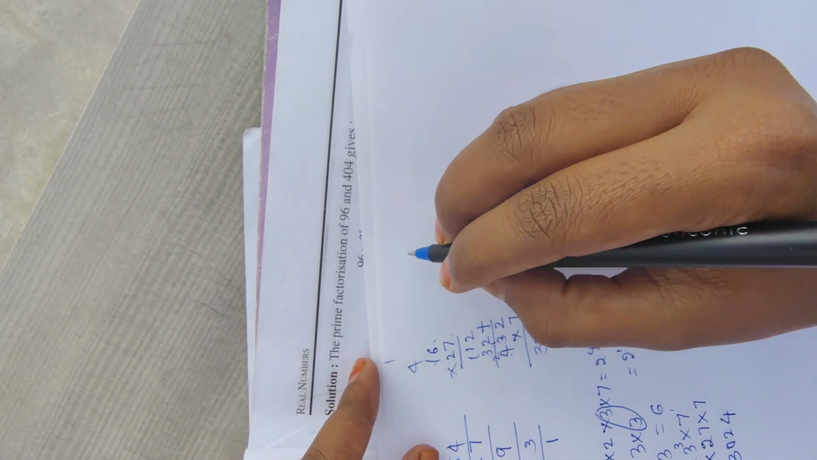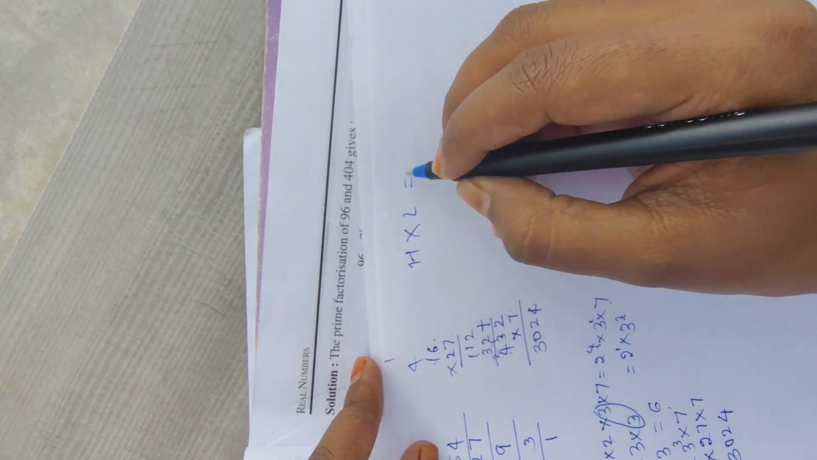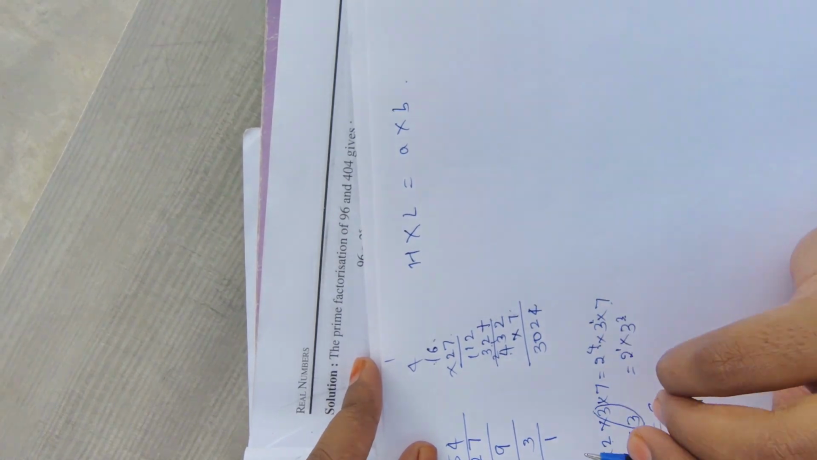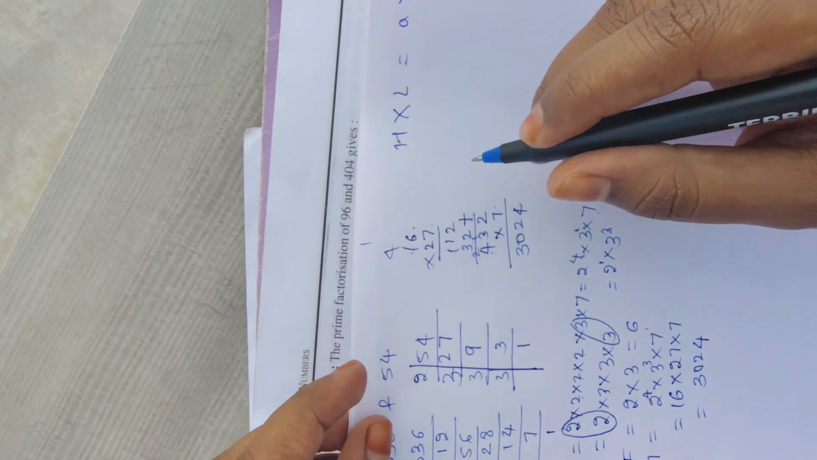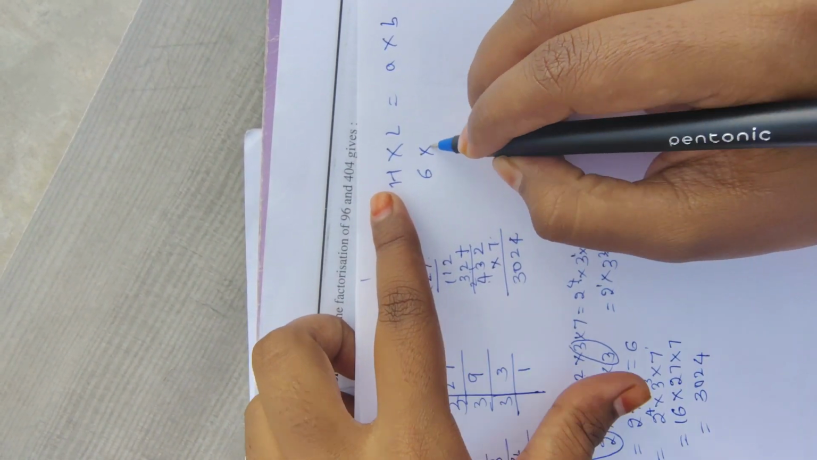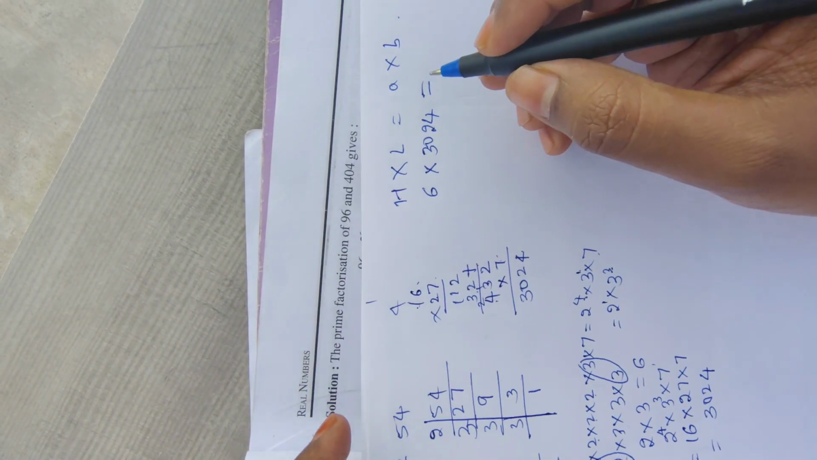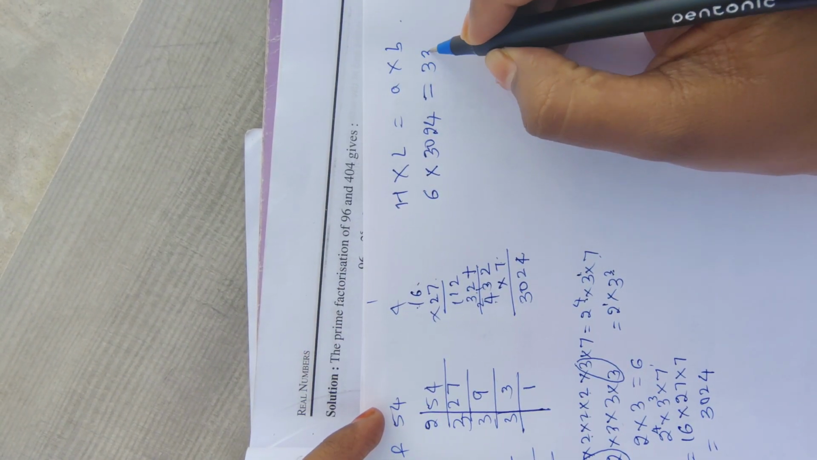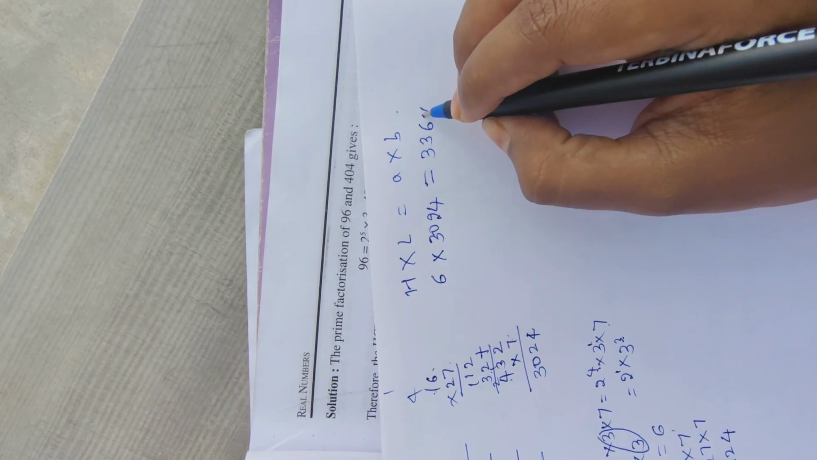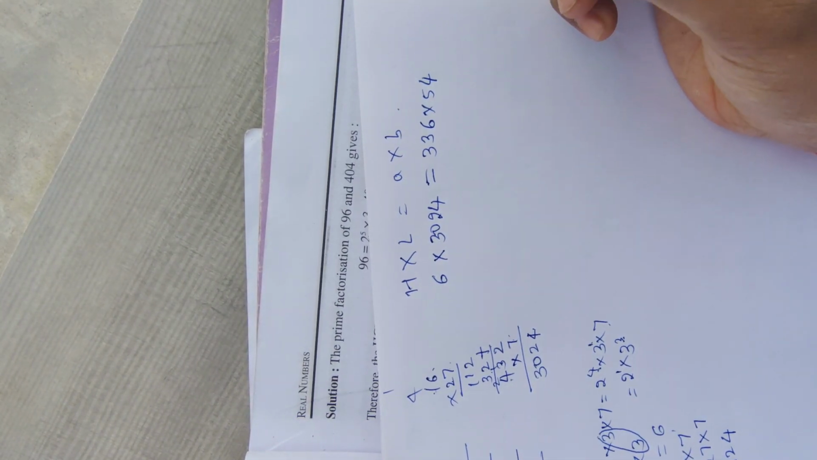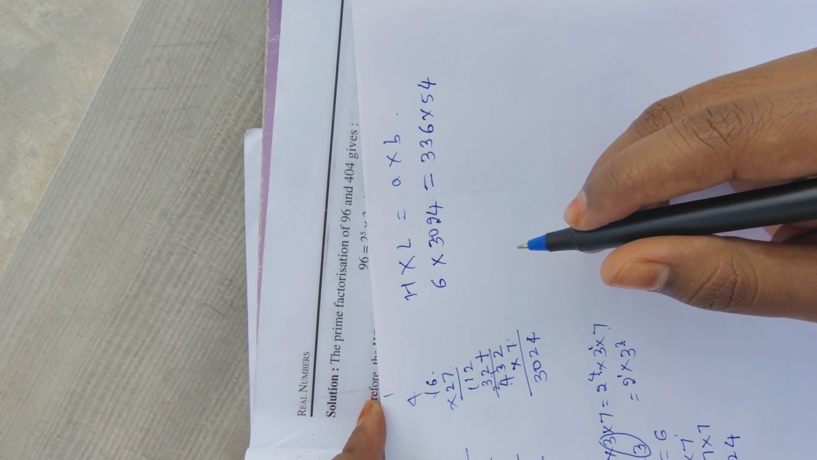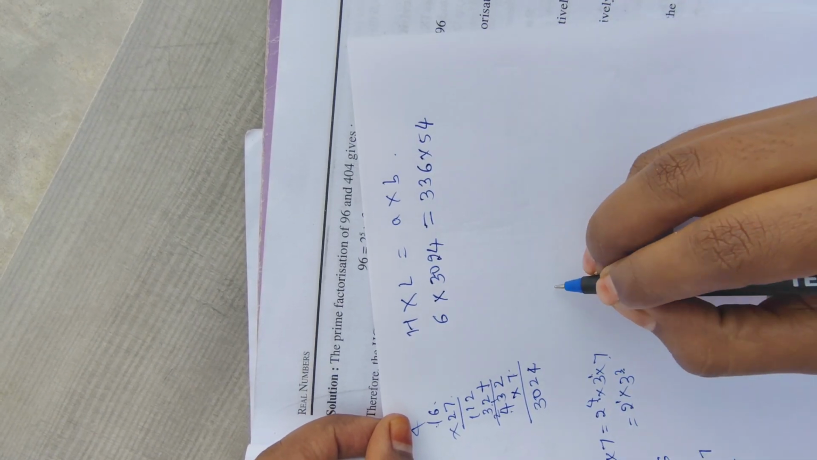Okay. Now we have to check the condition. HCF into LCM is equal to the product of those two numbers. Okay. What HCF did we get? 6 into LCM 3024, which is equal to A is 336 here and B is 54. Okay, we have to multiply and verify the condition.